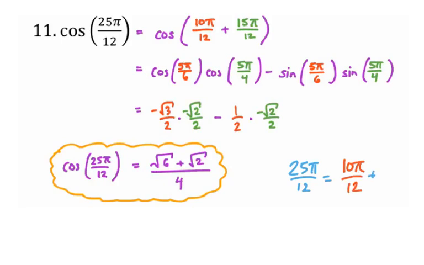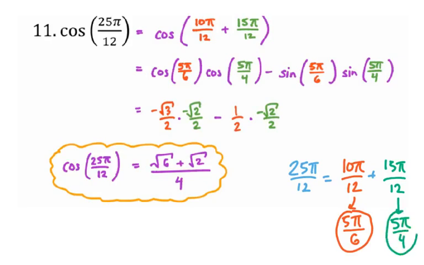I took 25 and broke it as 10 plus 15. And the reason I went ahead and did it that way is if I reduce these fractions down, I'll get angles that look familiar to me. So 10 pi over 12 would reduce to 5 pi over 6. That is a unit circle angle, so that's a good thing. 15 pi over 12 looks like it would reduce to 5 pi over 4. That's also a familiar angle from the unit circle.